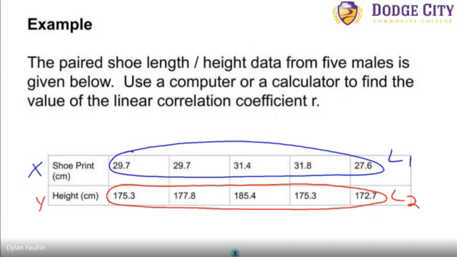For list number 2, I'll have 175.3, 177.8, 185.4, 175.3, and 172.7.